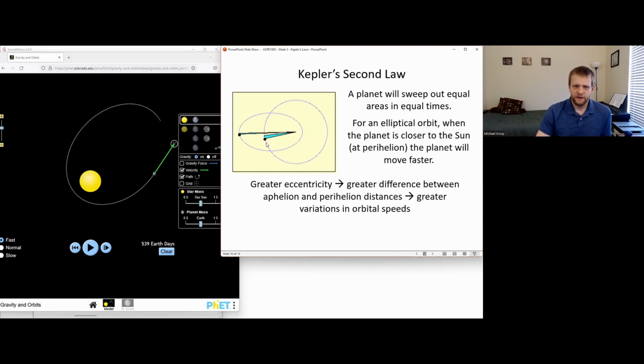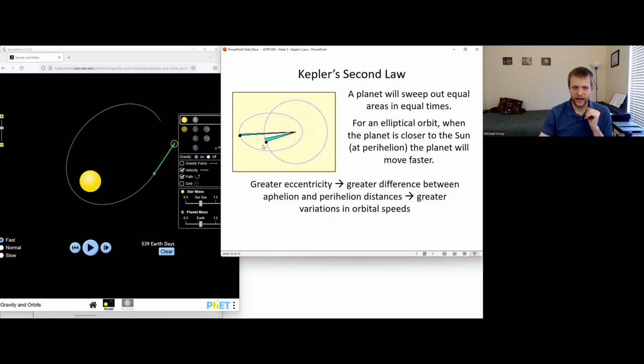If I have a planet that's in an orbit with an eccentricity of 0, well, then that planet is following a perfectly circular orbit. It's not getting any closer to or any further from its host star. So in that case, it's going to be going the exact same speed the entire time.